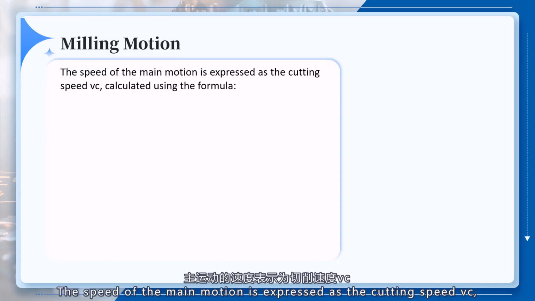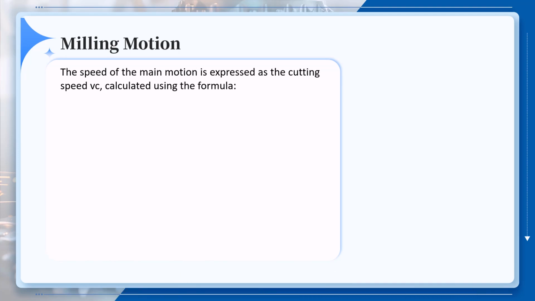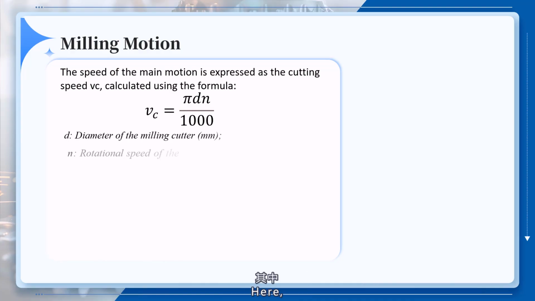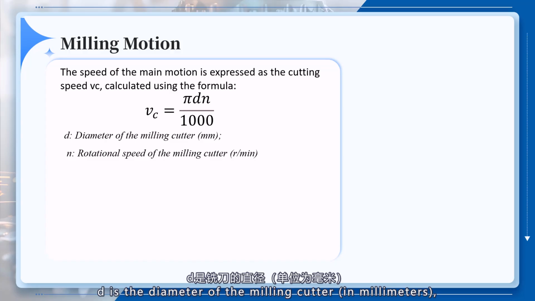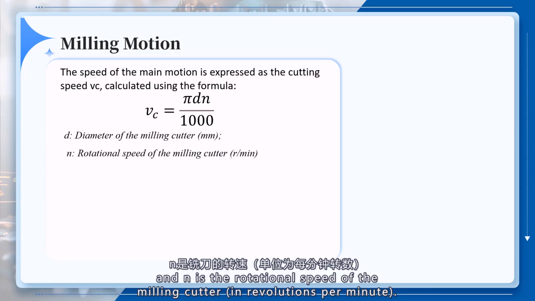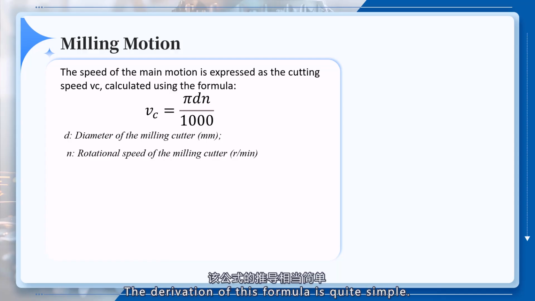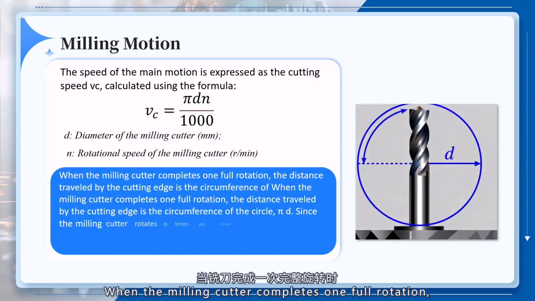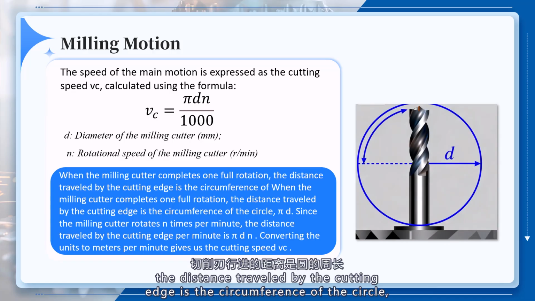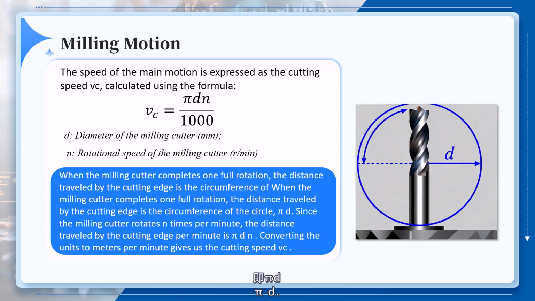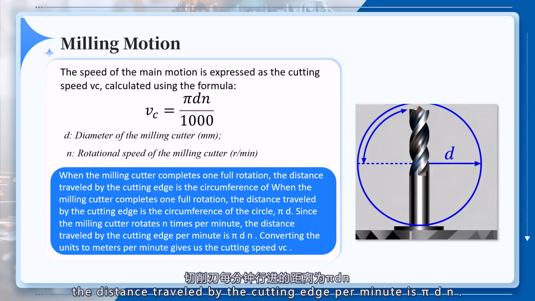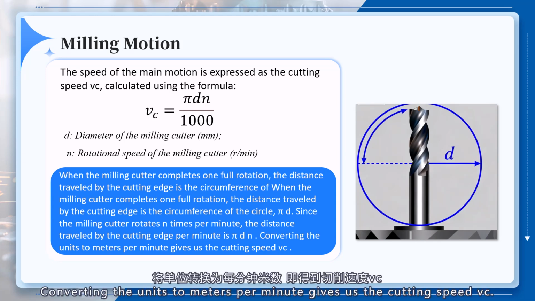The speed of the main motion is expressed as the cutting speed Vc, calculated using the formula Vc = πdn/1000. Here, d is the diameter of the milling cutter in millimeters, and n is the rotational speed of the milling cutter in revolutions per minute. The derivation of this formula is quite simple. When the milling cutter completes one full rotation, the distance traveled by the cutting edge is the circumference of the circle, πd. Since the milling cutter rotates n times per minute, the distance traveled by the cutting edge per minute is πdn. Converting the units to meters per minute gives us the cutting speed Vc.